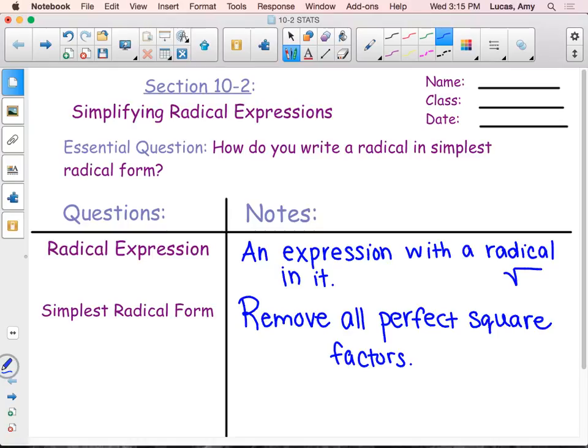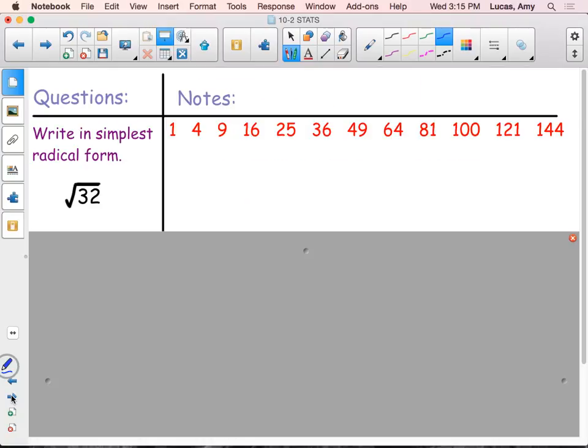When you use a calculator and you put in a number that's not a perfect square and then you round it, that's an estimate. Sometimes estimating or rounding a square root is okay, sometimes it's not. If you need to have an exact answer, we are going to learn how we can write that answer in a simpler form. It's kind of like reducing a fraction to lowest terms.